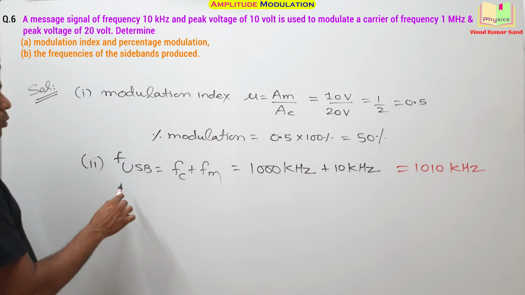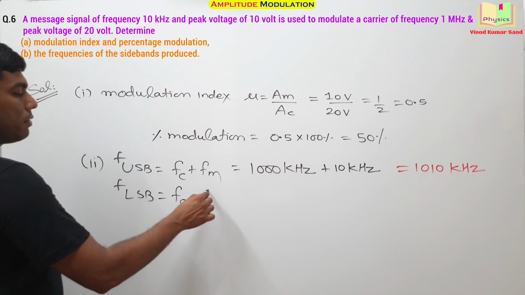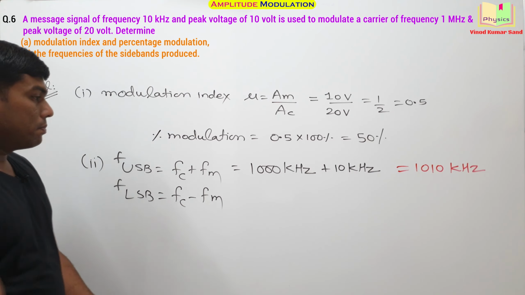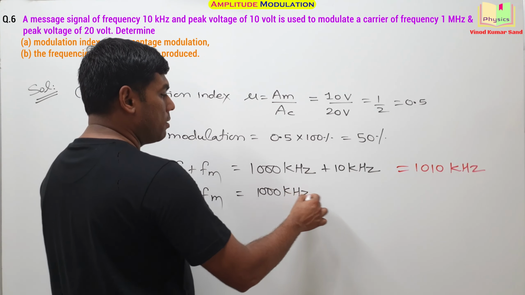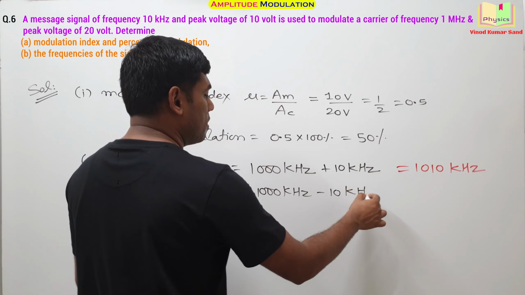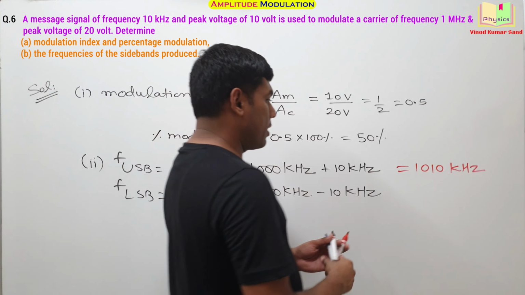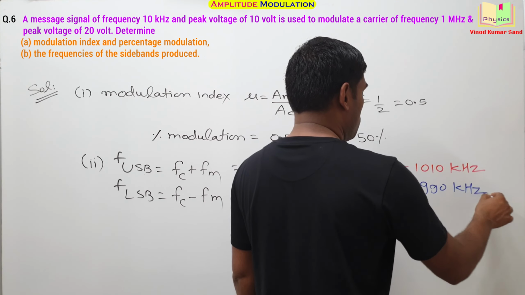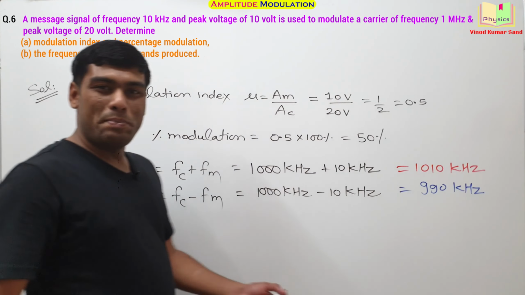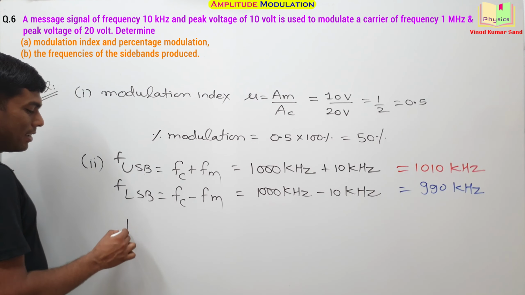Now we go for the lower sideband. It will be equal to fc minus fm. It is equal to 1000 kilohertz minus 10 kilohertz. So we get this as 990 kilohertz. Do you agree? Then bandwidth is pretty simple.